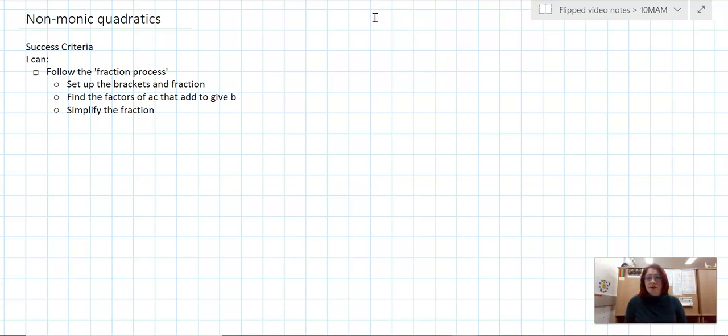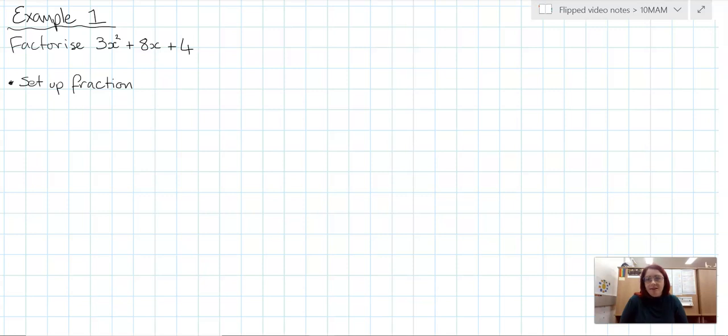So your success criteria is really that you can follow that process, which is going to involve setting up your brackets in your fraction, finding the factors of AC that add to give you B, and then simplifying that fraction to its binomial product. So let's step through an example. The quadratic we're factorizing is 3x squared plus 8x plus 4.